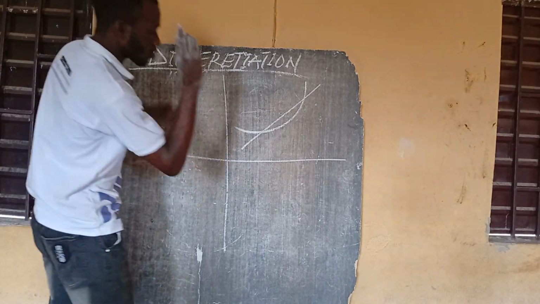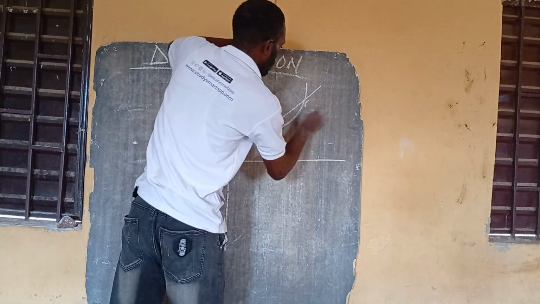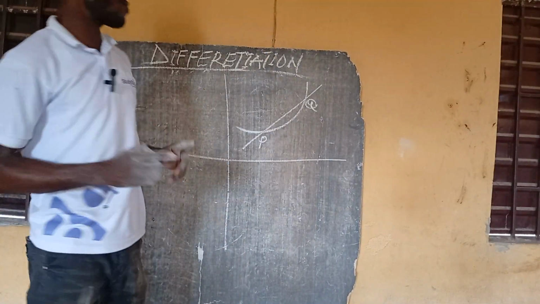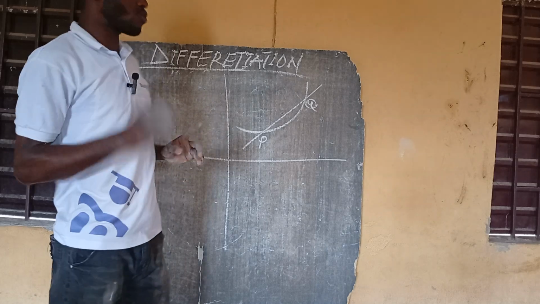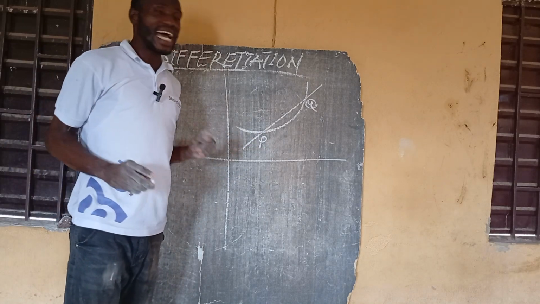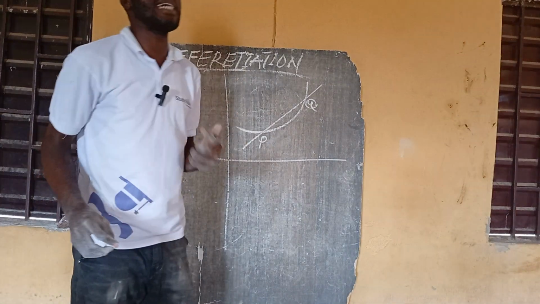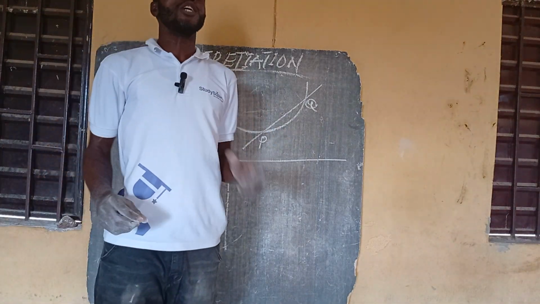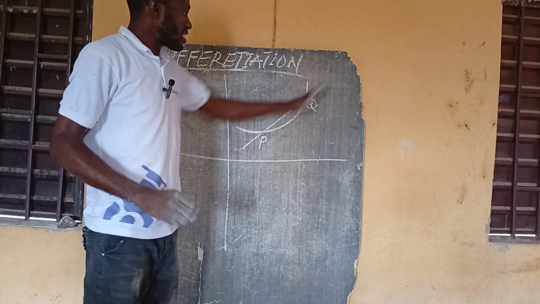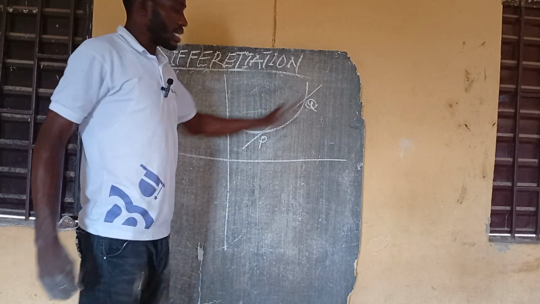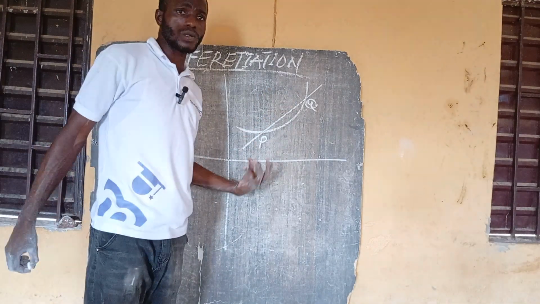Okay, so let's call this point P, for example, and let's call this point Q. If we wanted to take the rate of change at point P, there is a line that touches point P only once, and that is the line that is going to have an equal slope with point P. Now, if we draw this chord here, this line is going to be called a secant. Does that make sense?